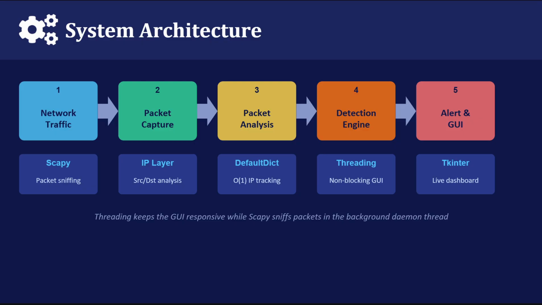for TCP packets. This data feeds into the detection engine, which maintains two counters per IP address using Python defaultdict, one for total packet count and one for unique TCP destination ports. If either counter crosses its threshold, an alert is generated and displayed in the GUI.